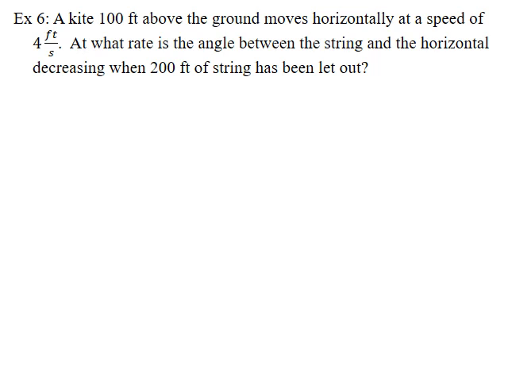So here we go. It says a kite 100 feet above the ground moves horizontally at a speed of 4 feet per second. At what rate is the angle between the string and the horizontal decreasing when 200 feet of string has been let out? So essentially, here's what this is saying.